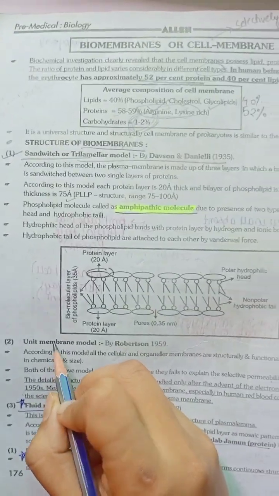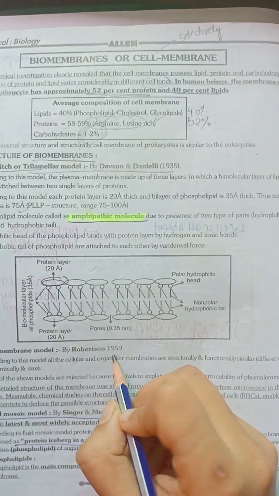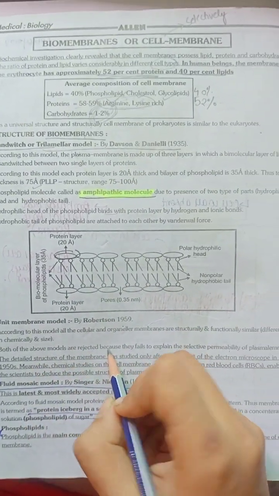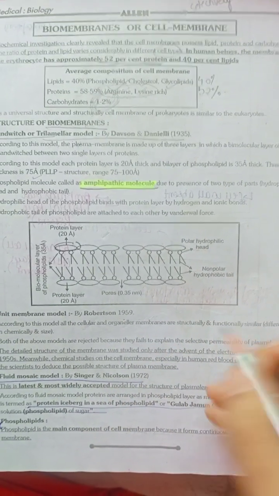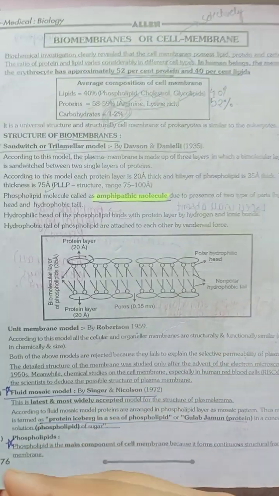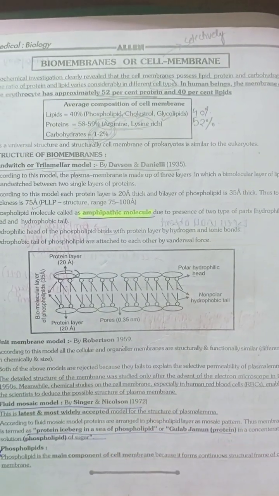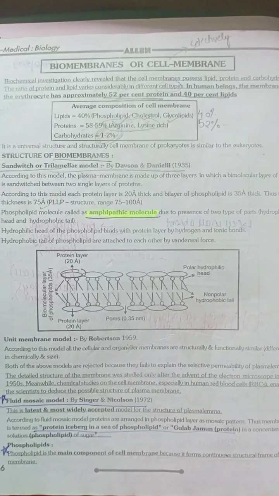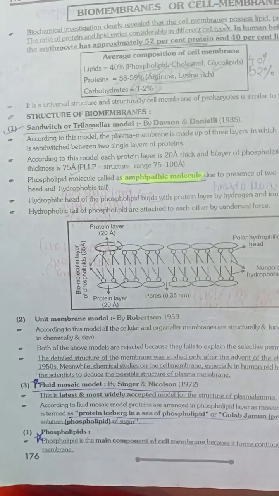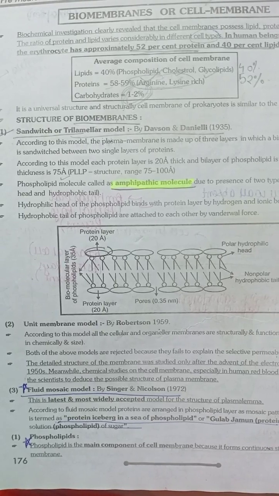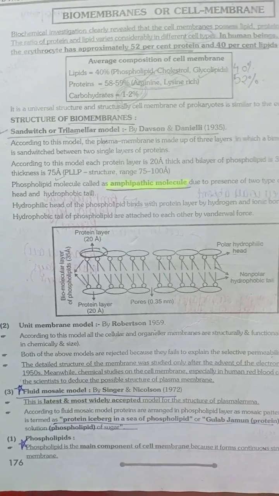Next, we'll talk about the unit membrane model, which was given by Robertson in 1959. According to this model, the cellular and organelle membranes are structurally and functionally similar, differing in chemistry and size. The detailed structure was studied by electron microscope after its discovery. Then we have the fluid mosaic model, which is the most accepted model, and it was given by Singer and Nicolson in 1972. It is also mentioned in your NCERT textbook.